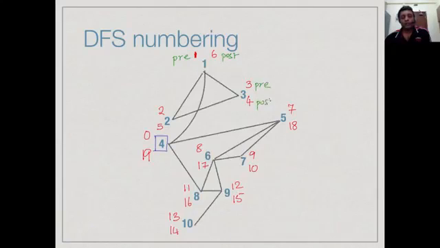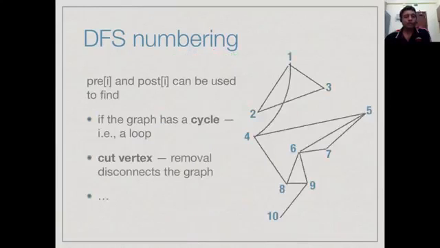And it turns out that this pre and post-value can be very helpful. We can find out things like whether a graph has a cycle, so whether a graph has a loop like this. Or we can find out whether there are vertices like this. This is a special vertex because if I remove this 4 from the graph, the graph, which was earlier connected, where everything could reach everything, is no longer connected, because there's no way now to get from 1, 2, 3 to this lower segment. So are there such cut vertices? These are various things that can be computed using these DFS numbers.